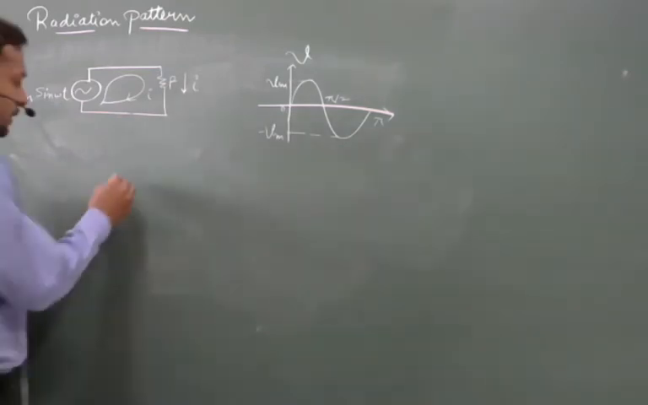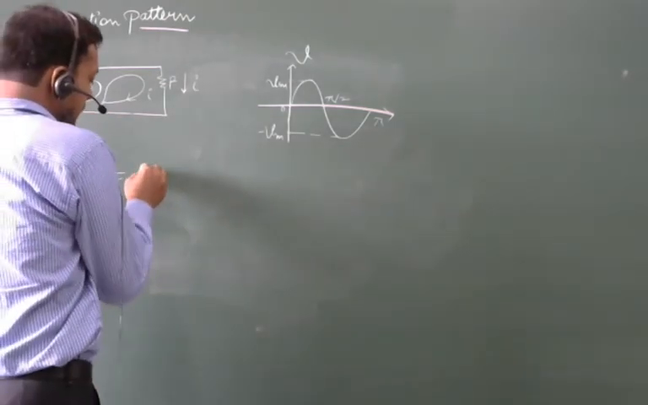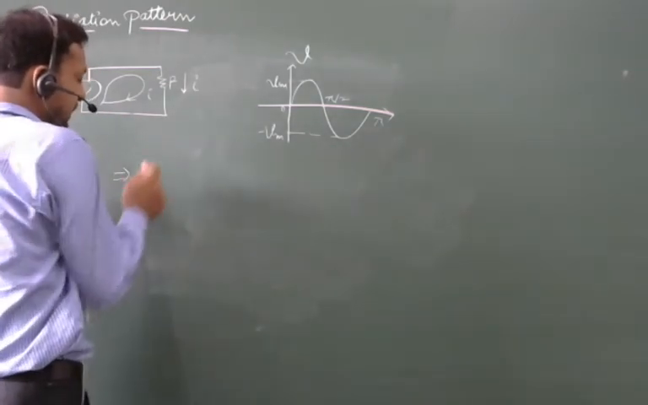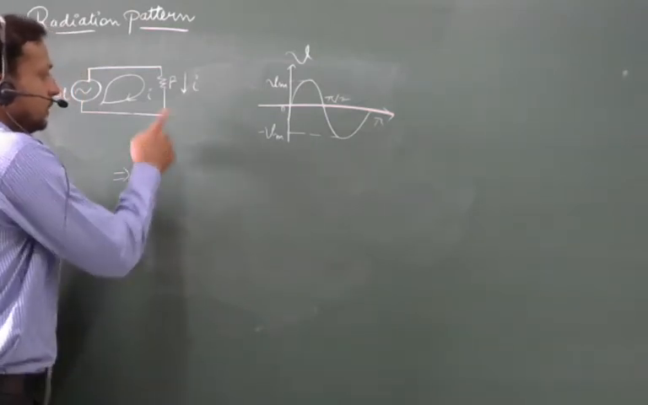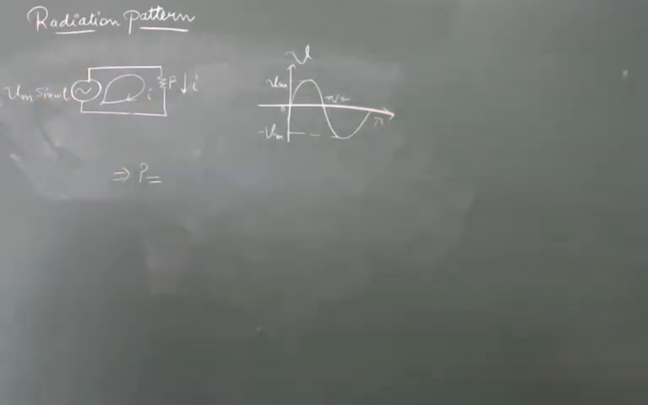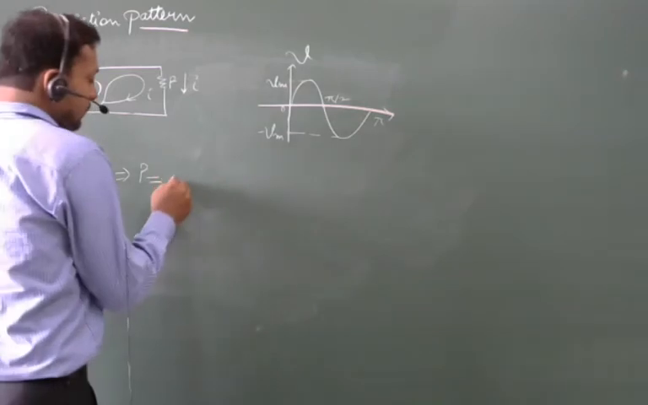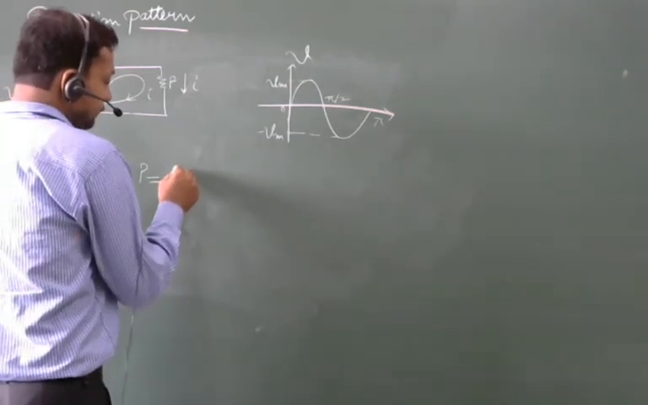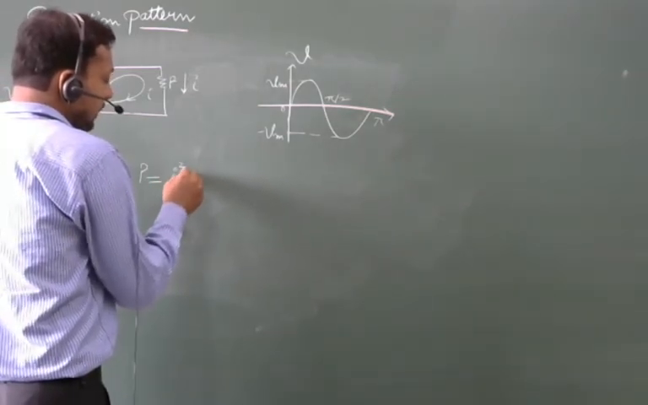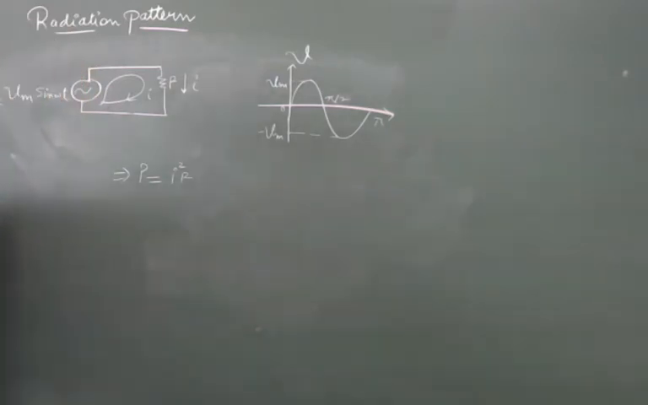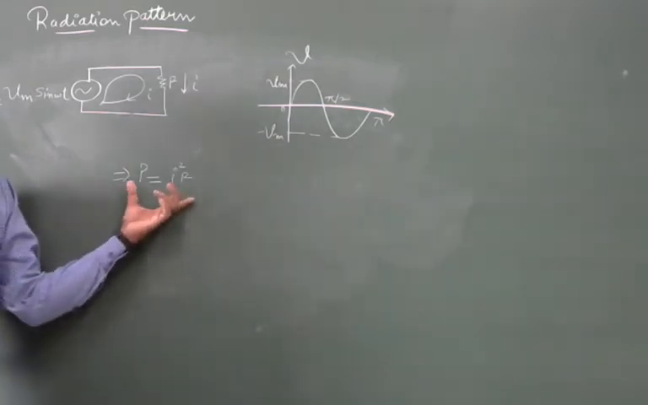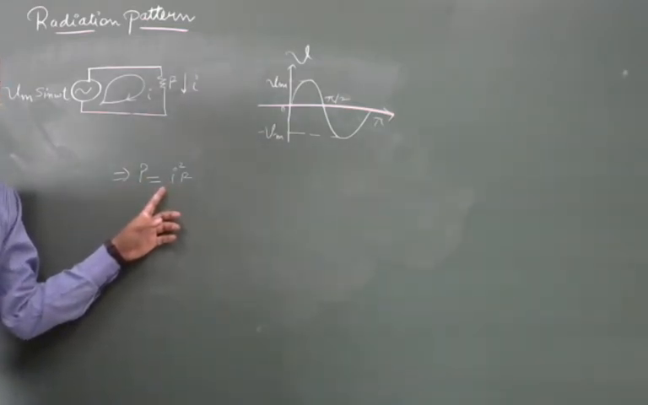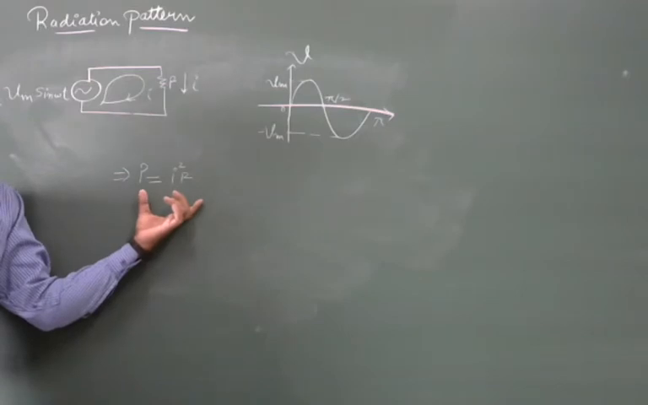So here the power dissipates in the form of heat through this resistive element as I square R, that is, the square of the current flowing in this circuit.